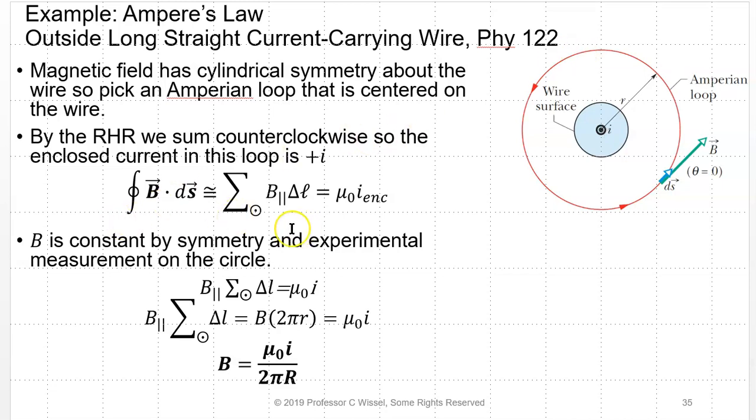Now we're going to say the summation around the loop of B parallel delta L equals mu naught I enclosed. B is constant by symmetry and by experimental measurement on the circle. And B parallel just lies along the circle. So B parallel times the sum of delta L equals mu naught I. And of course, the sum of delta L around this entire circle is just the circumference of the circle. So we wind up with B times 2 pi r equals mu naught I. So we can solve that. B equals mu naught I over 2 pi r.